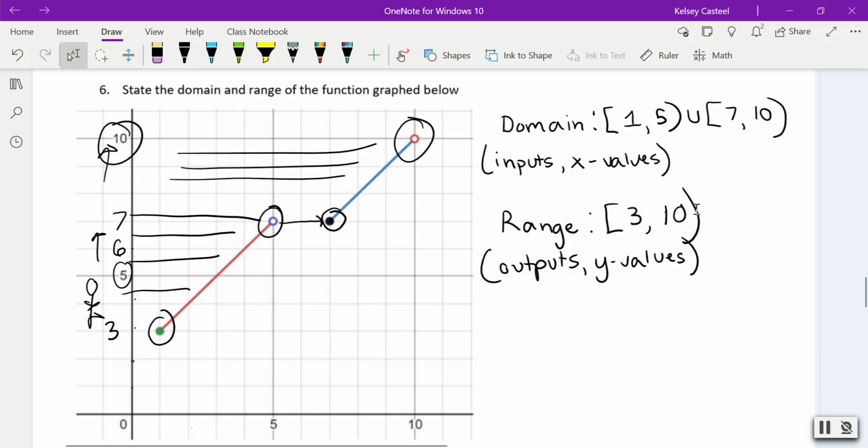Again, there's no jump when we're looking vertically because of the open circle at 5, 7 and the closed circle at 7, 7. There is no jump there vertically. I know there's a jump horizontally, and we saw that in our domain, but there is no jump vertically. So our range can be described as one interval from 3 included to 10 not included.